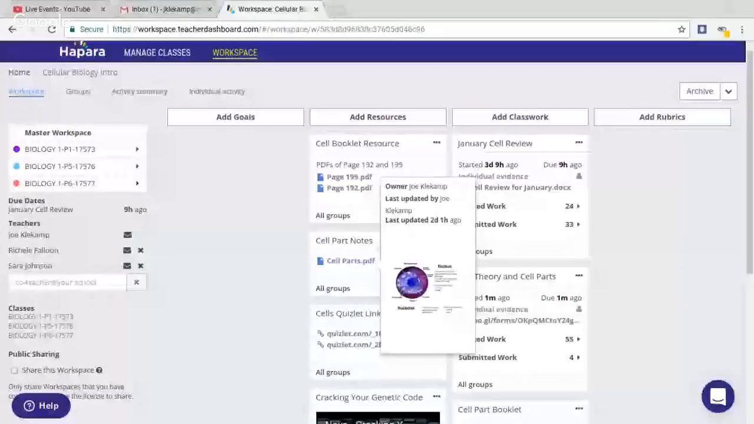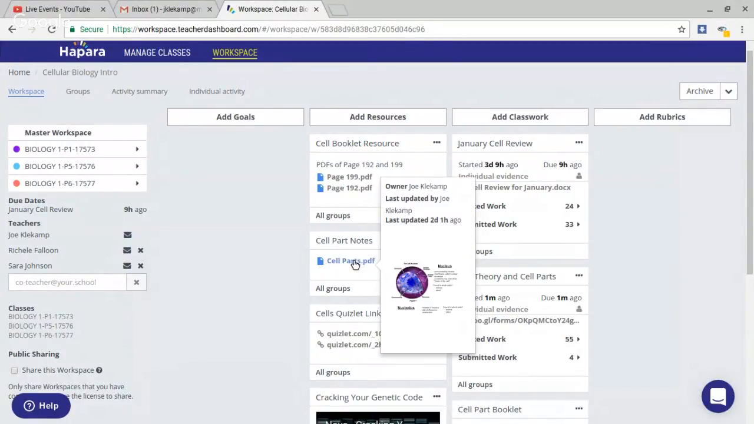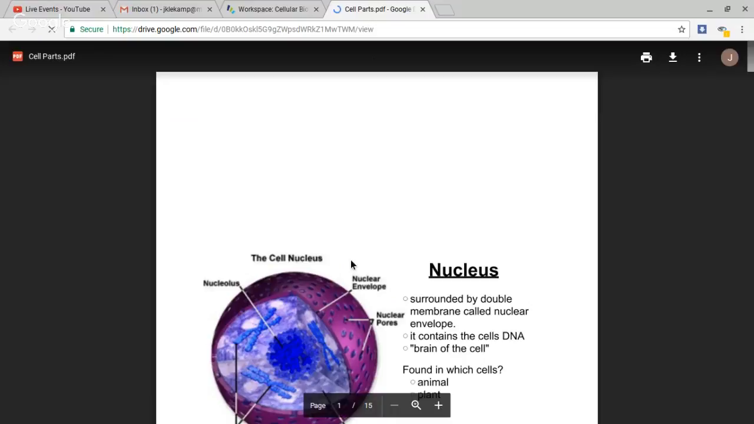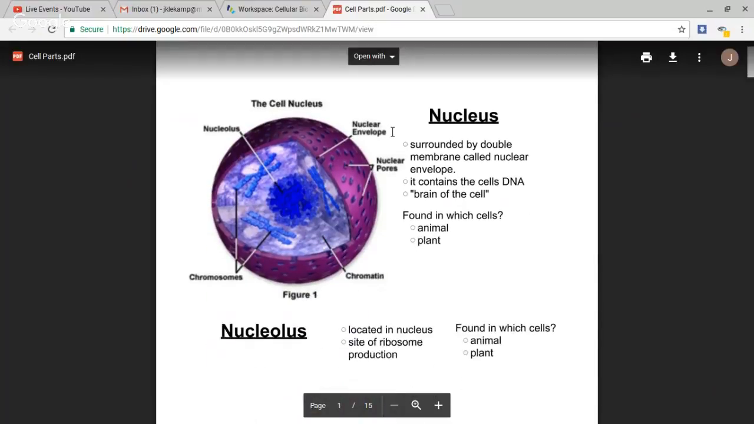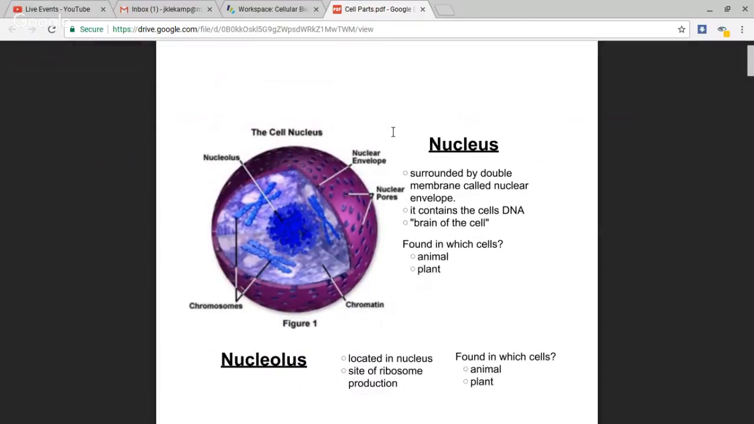All right, so I just wanted to go ahead and go over a little bit of our discussion on cell parts and cell theory. You're going to go to your workspace, and you'll get to this area here where you can pull up your notes. Through this, we'll walk through each one of the cell parts again, kind of explaining what's going on.